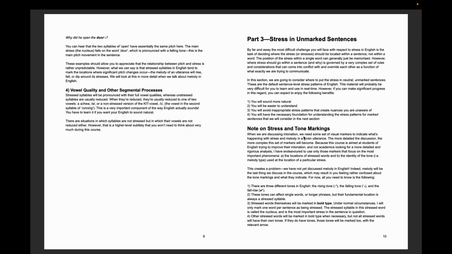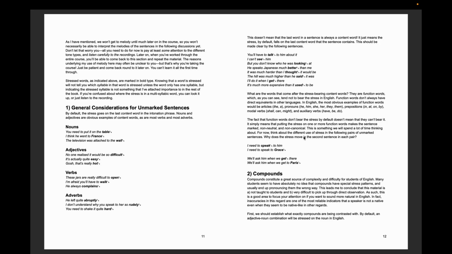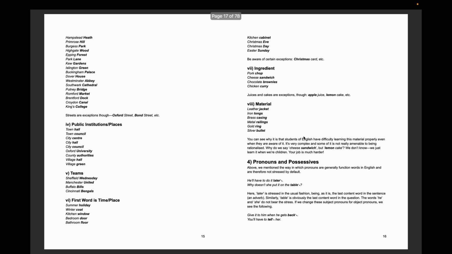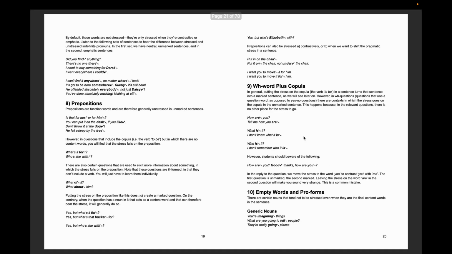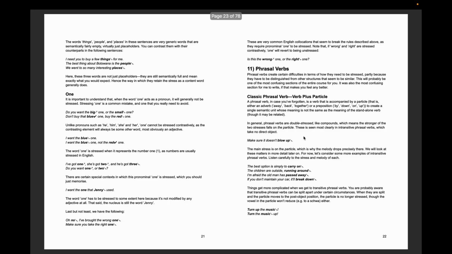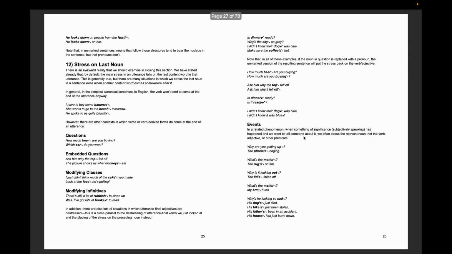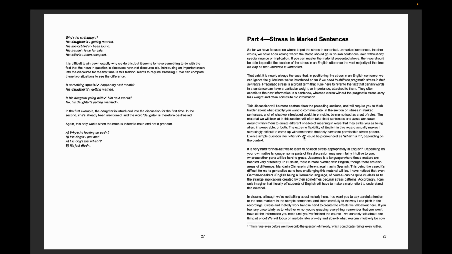Then, part 3, we look at stress in unmarked sentences. These are the standard stress patterns in terms of where stress goes, in terms of which word stress goes on in unmarked neutral sentences. So most of the time, we are using these unmarked neutral sentences when we speak English, right? So we've got general considerations, compounds, double stress compounds. We've got all these different word types, sentence types, and we discuss where exactly stress goes in sentences, be they statements or questions. Then we come through to the end of that section.